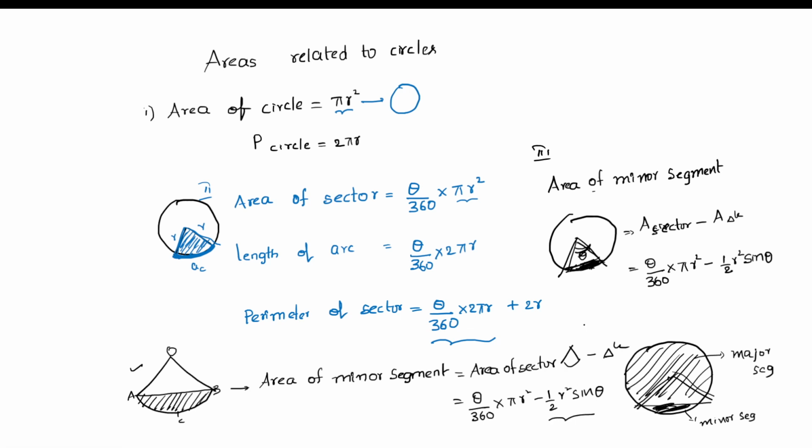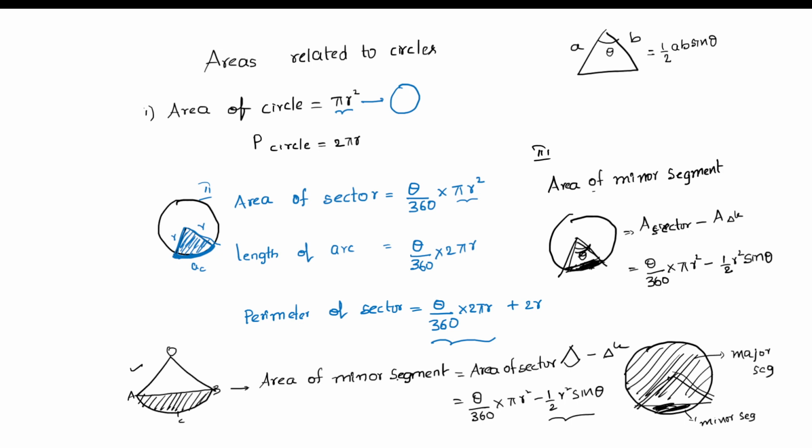We have the formula of triangle if two sides are given. If two adjacent sides are given and an included angle is given, the area of triangle is given by half into a into b into sine theta. If these two are sides and the included angle is theta, the area of this triangle is half a b sine theta. If you apply the same concept here, you will get half r square sine theta.